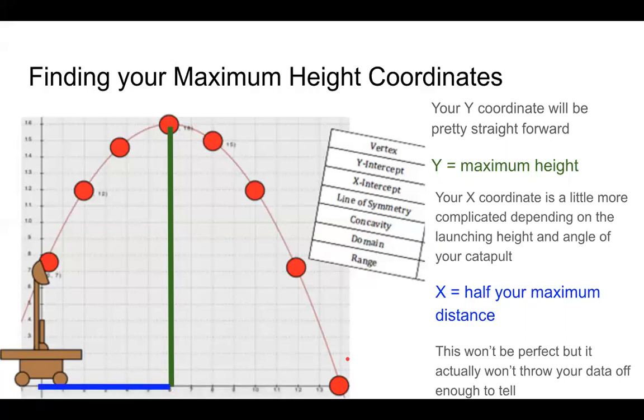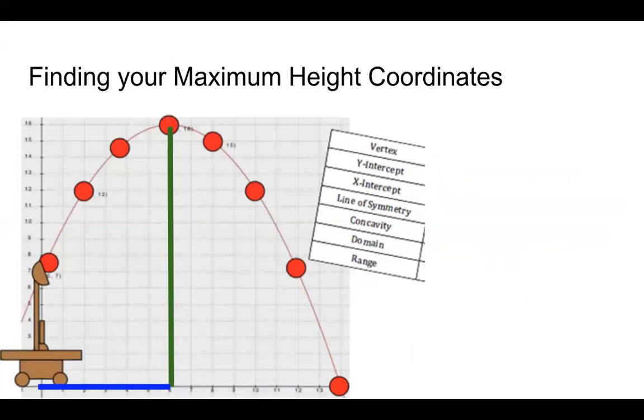When it comes time to making your vertex coordinates, your x is going to be half your maximum distance. It won't be perfect, but it won't throw your data off enough to throw off your final numbers. So the units, this is a big piece. I was looking at some of your units. You really want to make sure they're consistent.